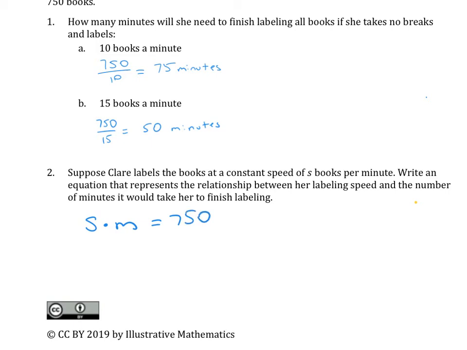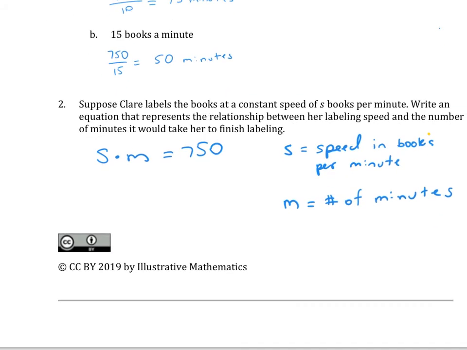So again, my S in this case is going to be the speed in books per minute. And then our M in this case would be the number of minutes. Now you could have used different variables, that's absolutely fine, but you need to have made sure that you said what those variables represent. So you didn't have to use S and M, but make sure you say what each of your variables are. So that's one of the equation.